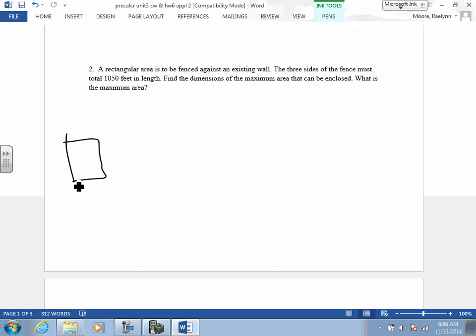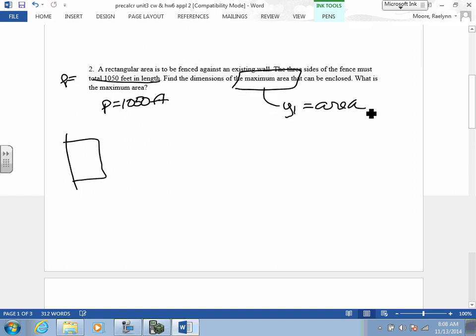3 sides of the fence must total. Here's our piece of information. Here's your perimeter. So perimeter is... Find the dimensions of the maximum area. That's what goes into your Y1. Okay. And you want to know what your maximum area is. So let's label, and let's put our let statements this time.